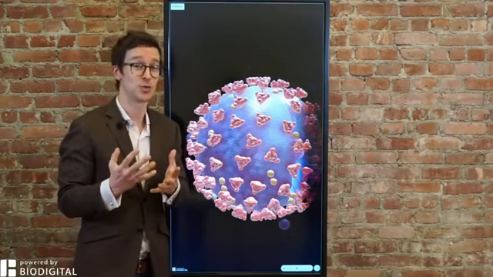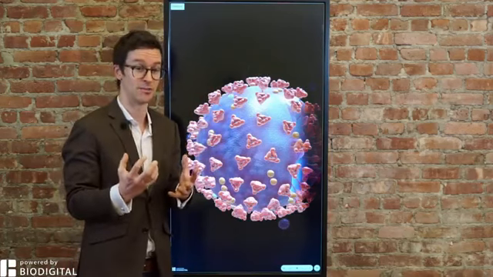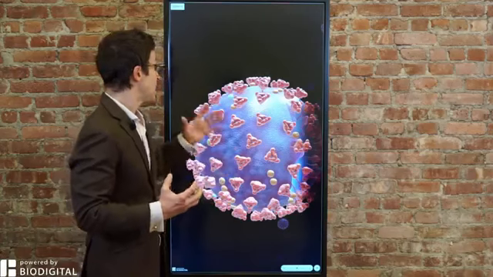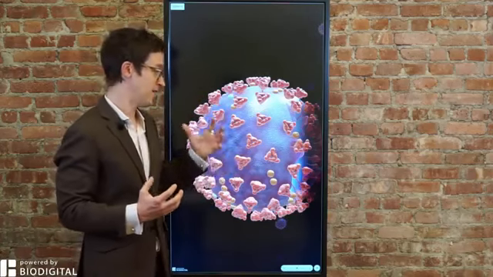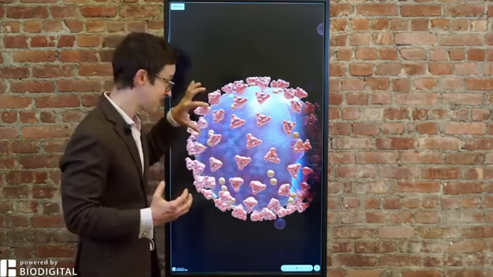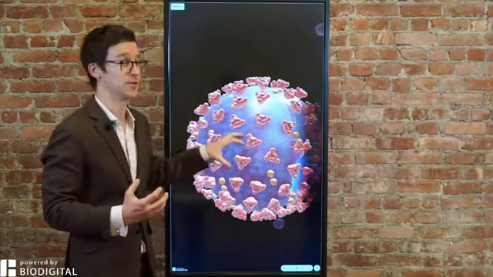So by washing your hands with soap, you've probably been told this a million times, but keep on doing it, you are preventing the propagation of this virus. I cannot emphasize that enough, to wash your hands with soap. This virus cannot survive under contact with soap.